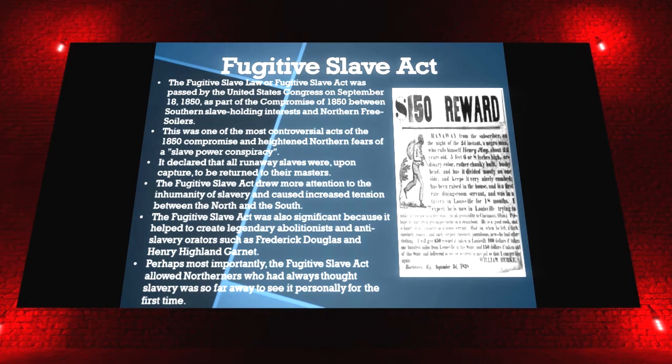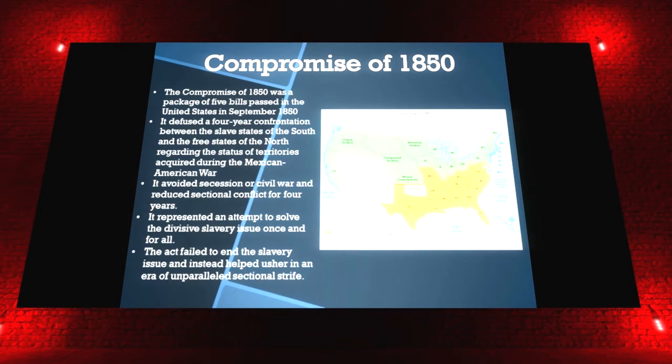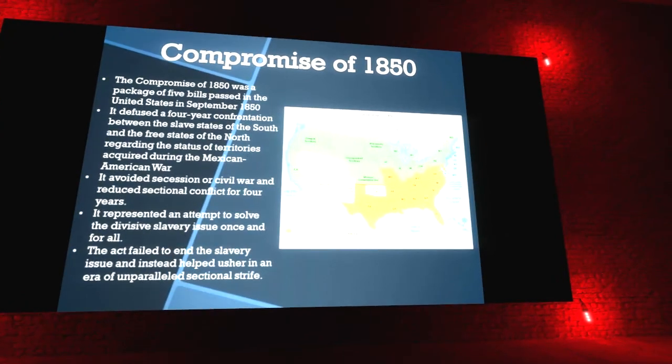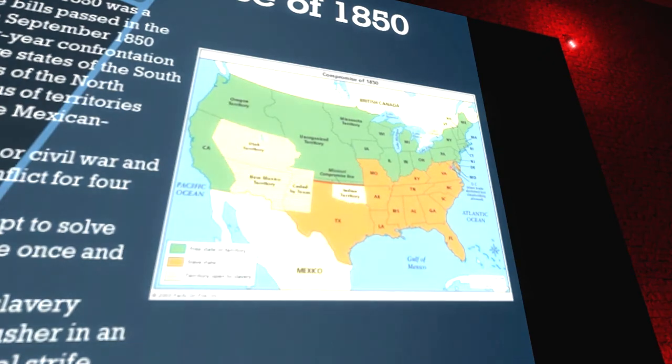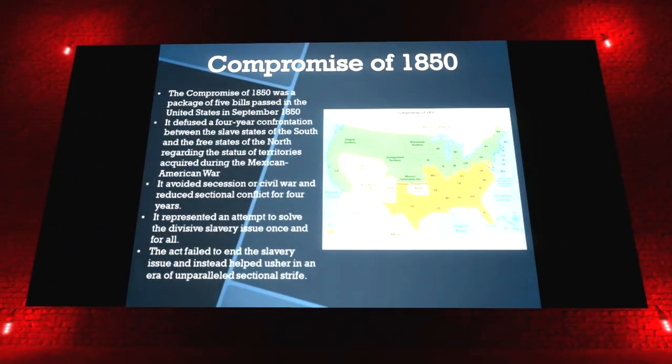The Compromise of 1850 was a package of 5 bills, including the Fugitive Slave Act, passed in the United States in September 1850, which diffused a 4-year confrontation between the slave states of the South and the free states of the North regarding the status of territories acquired during the Mexican-American War. The Compromise of 1850 represented an attempt to solve the divisive slavery issue once and for all. The complex compromise included 5 interwoven bills. It began under the leadership of Henry Clay and opposed by President Taylor, and passed under the leadership of Stephen Douglas and signed into law by President Fillmore. The act failed to end the slavery issue and instead helped usher in an era of unparalleled sectional strife.